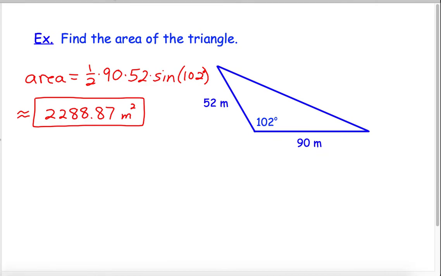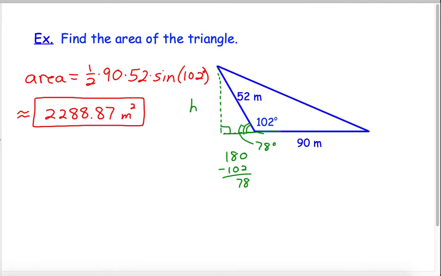Well, wait a minute though. In this triangle, the altitude, if 90 is my base, is actually outside of the triangle. The height there is outside of the triangle. And I'm going to move the 52 right there. So how do I figure out the height? Well, I'm not going to use the 102. I need to use this angle here. And what's that angle? Well, we know a straight line measures 180 degrees. So if I subtract 102 from 180, the supplement is 78. So this angle here is 78 degrees.